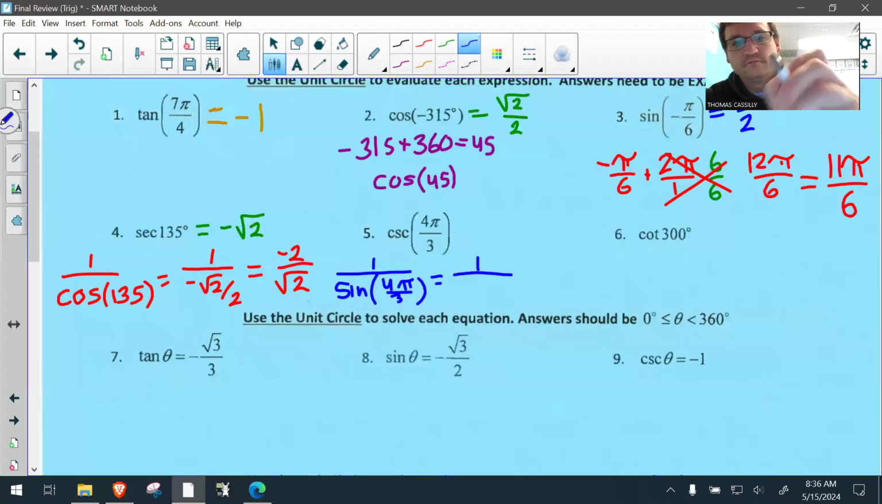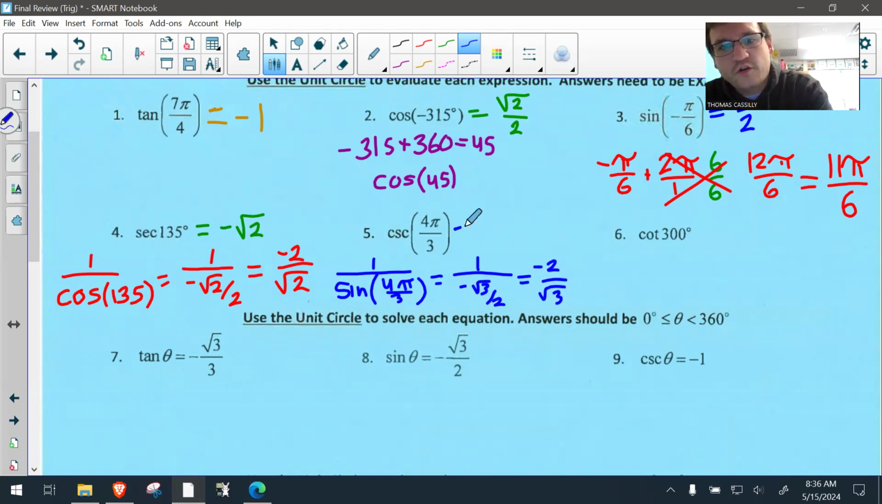Negative square root of 3 over 2. So this, of course, is negative 2 over the square root of 3. Rationalize this. That gives us negative 2 square root of 3 over 3.